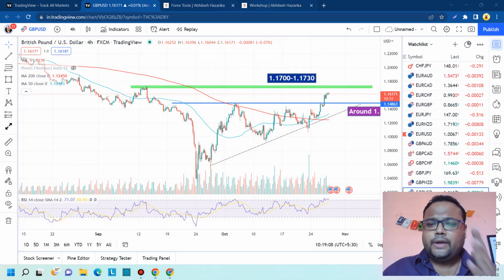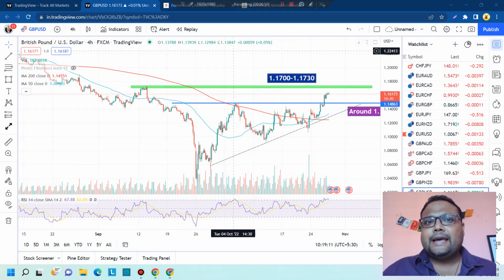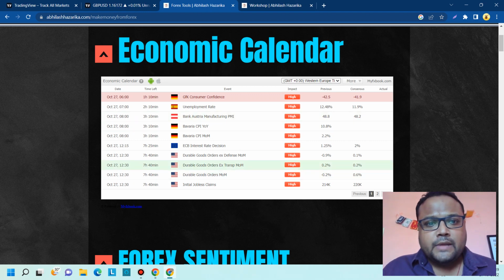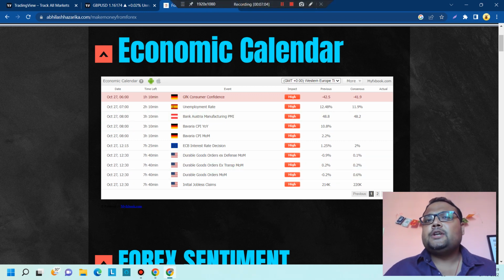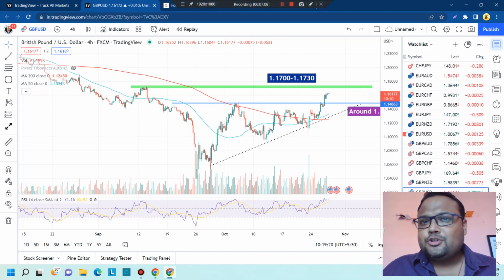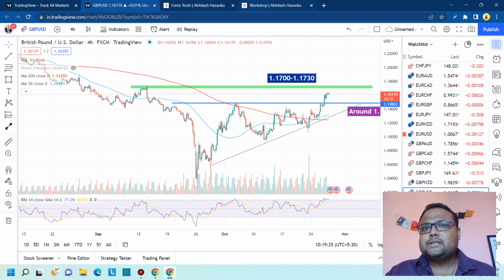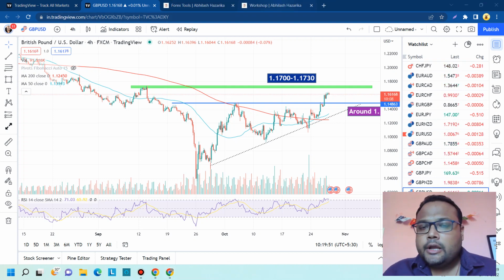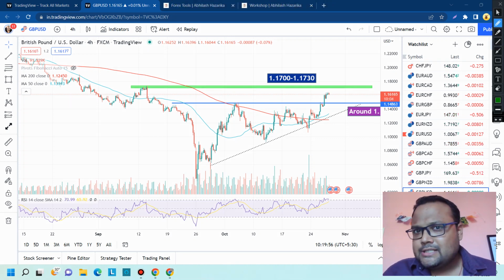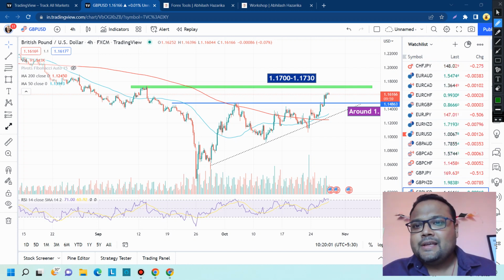This is the setup we are seeing right now. As I have already shown you the news coming up, in case DXY shows heavy correction in the market, then obviously you should be looking for buy positions only. So let's wait and watch how the market reacts during the US session, or let's say by tomorrow. If the market breaks this level too, do not be surprised, because we are witnessing correction there. So if the market breaks this level too, try to look for a buy position at a pullback.